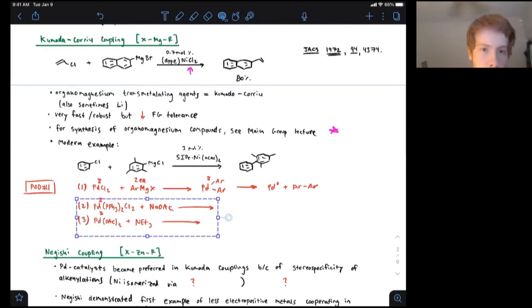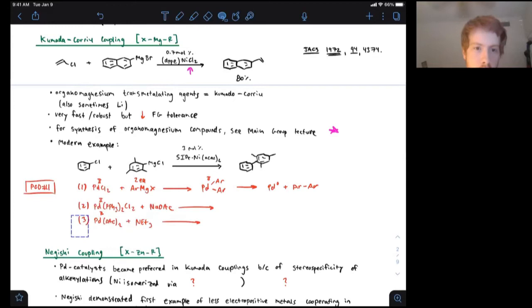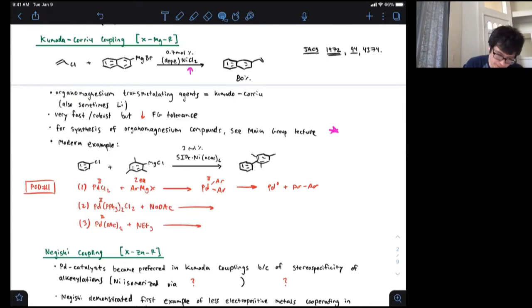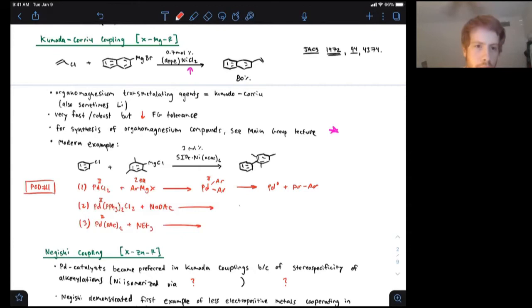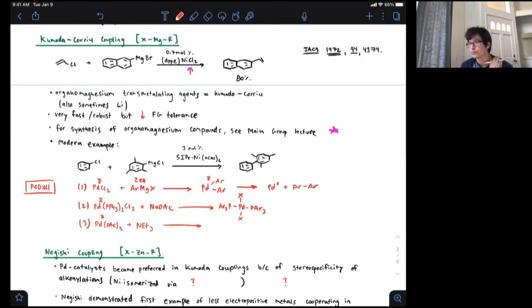So would you get ligand exchange with the sodium acetate to displace the chloride? You could do that. How is that going to get you to palladium(0)? So let's say you have reversible exchange, chloride, acetate. So maybe I'll just ask, what in solution here is the most reducing? Is it phosphine, chloride, acetate?